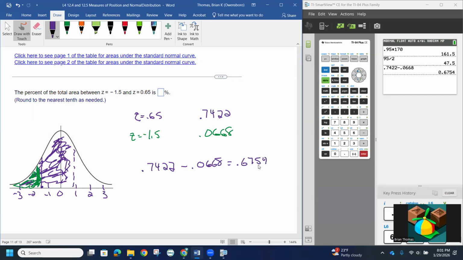0.6754. But they want this as a percent, so I need to move my decimal two places to the right. I'm now at 67.54%. But they want it rounded to the nearest tenth. Do I keep it at 67.5 or round up to 67.6? Well, that 4 would say round back down to 67.5. So 67.5% becomes my answer.